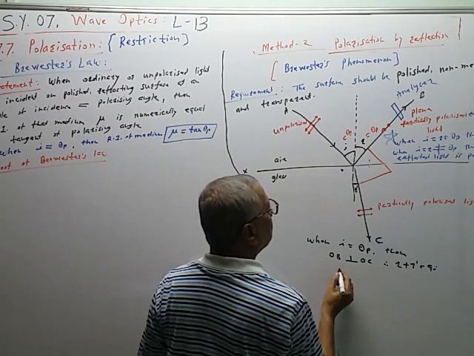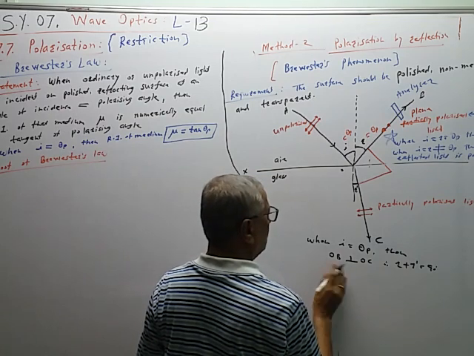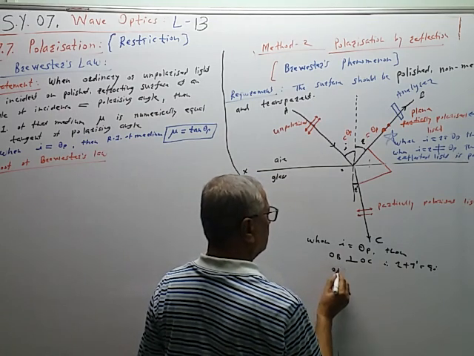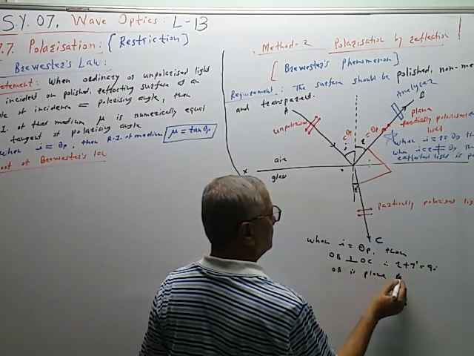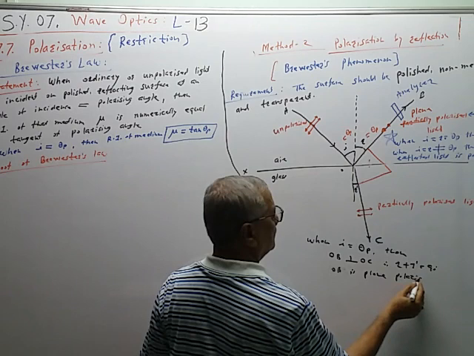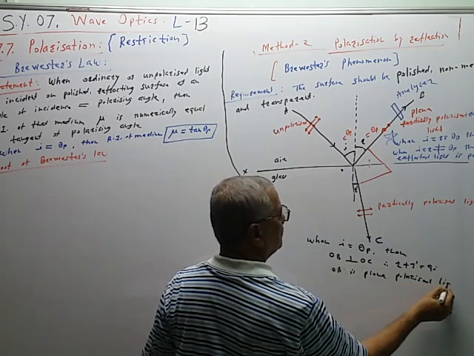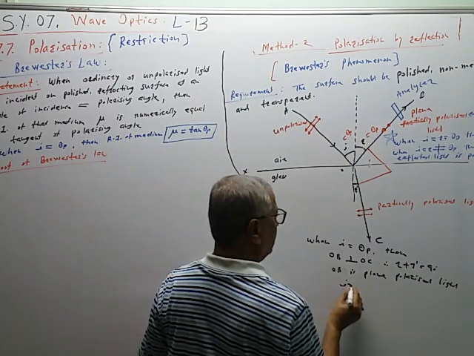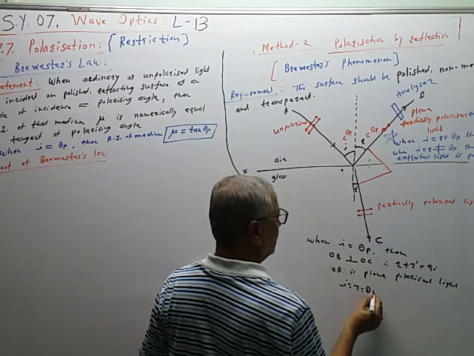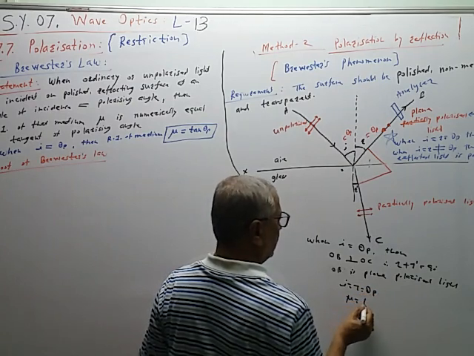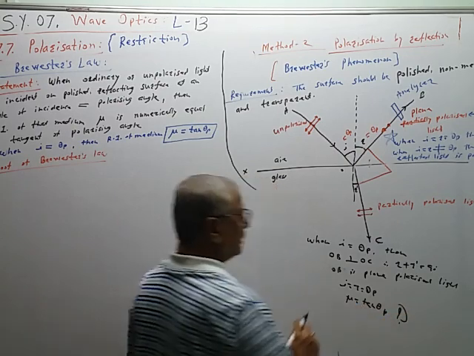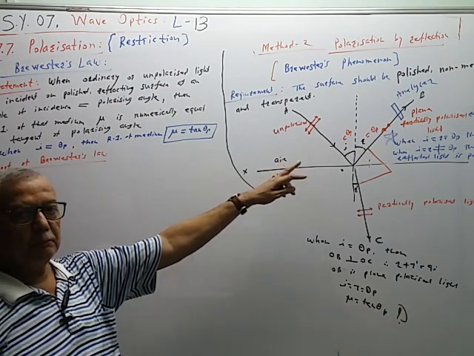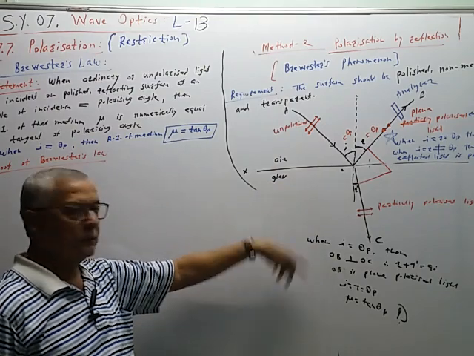Second one, this OB is plane polarized light. Plane polarized light, and I is equal to R is equal to theta p, mu is equal to tan of theta p. So this is the question mark. So we have to draw the diagram using this property.